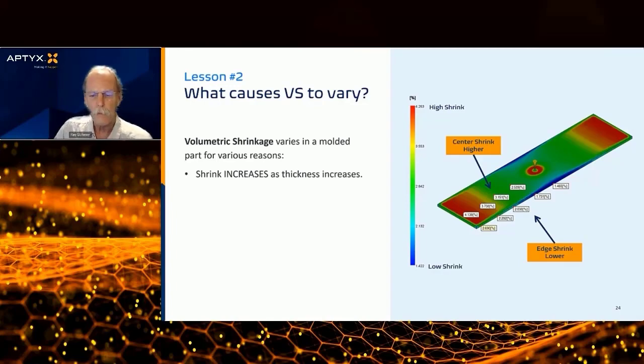Another reason parts shrink is due to the distance from the gate. So if you look on this image right here, I can put some pointers here. There we go. So we got some readouts of some nodes on this part where the volumetric shrink is recorded. If you notice, as you get further and further away from that gate, that volumetric shrink value goes up and up. It starts at 2.5, ends at 4. Pretty significant. So gate location is extremely important.